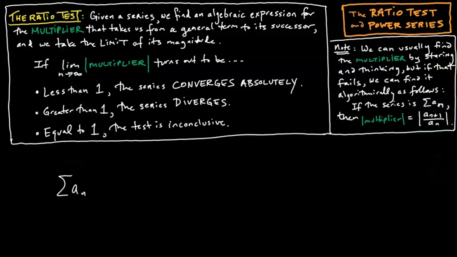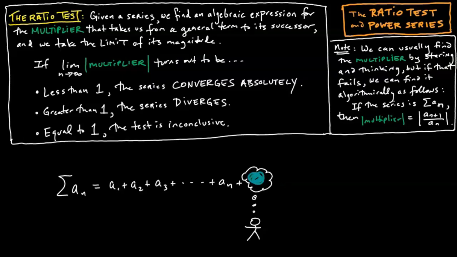Well, if this is my series, a1 plus a2 plus a3 plus so on and so forth, so that the general term is a sub n, and I have my little stick man here again, and he's wondering what the multiplier is in this entire series, well, he's going to think about what the next term looks like. In this general series expression, of course, the next term would just be a sub n plus 1. And then he thinks, well, what's the multiplier I need to get from a sub n to a sub n plus 1? That is, what do I have to multiply a sub n by to get a sub n plus 1? Well, think of it as a fraction.